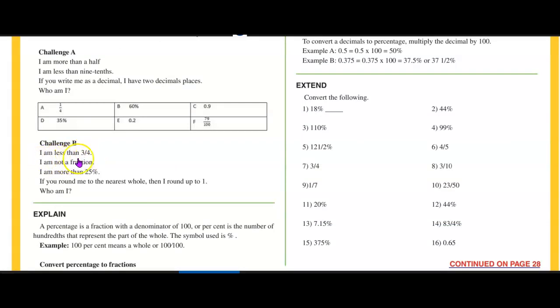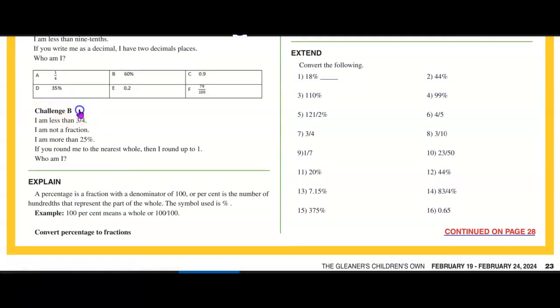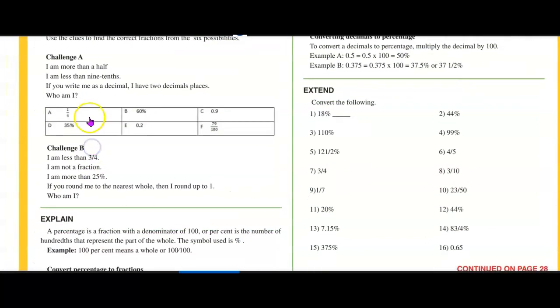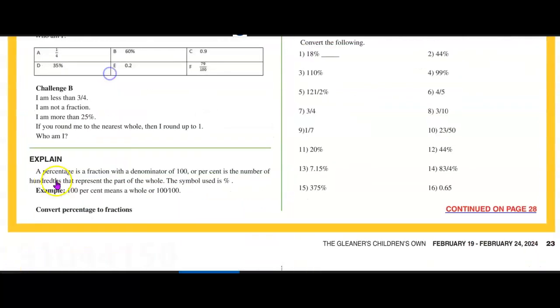Challenge B says, I am less than 3 quarters. I am not a fraction. I am more than 35. I am more than 25%. If you round me to the nearest whole number, then I go up to 1. Who am I? Work this out and let us know what you think the answers would be for challenge A and challenge B.